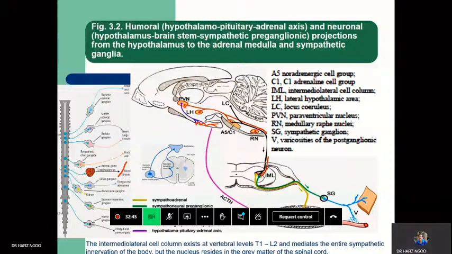Okay. There is another one. Basically, the neurons also release in the median eminence CRH, which affects ACTH release. We actually go to the adrenal cortex.